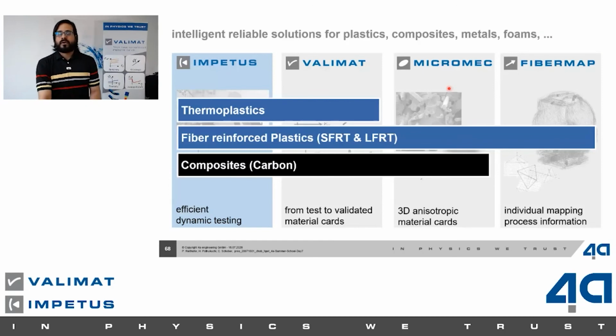So this was a broad overview over the last 2 weeks. We have dealt with thermoplastics, fiber reinforced plastics, and now carbon composites, so carbon materials. We have shown you the capabilities of basically all our solutions and how they can be applied for you to get efficient material cards for different material classes.